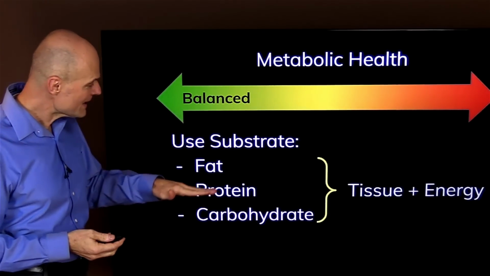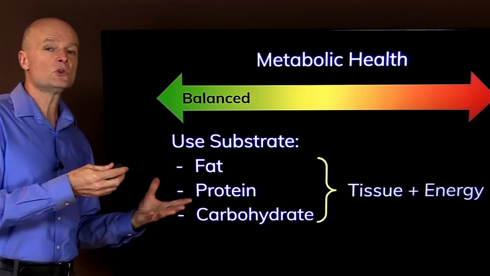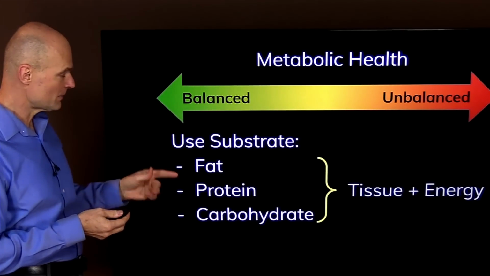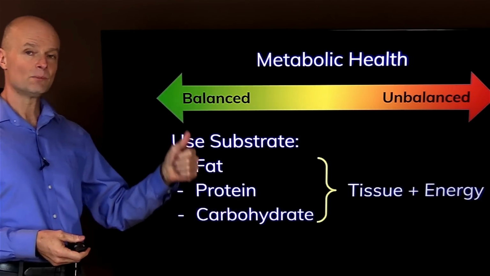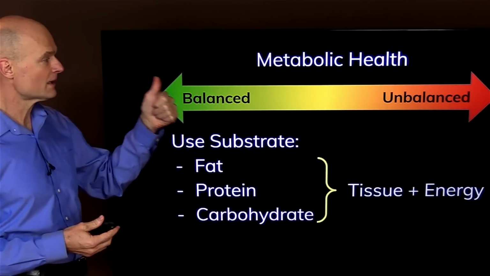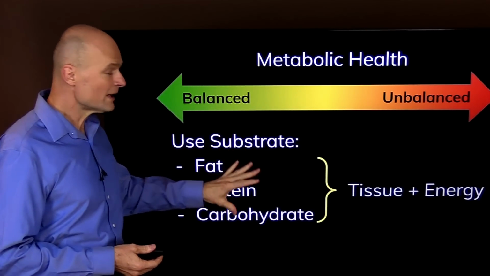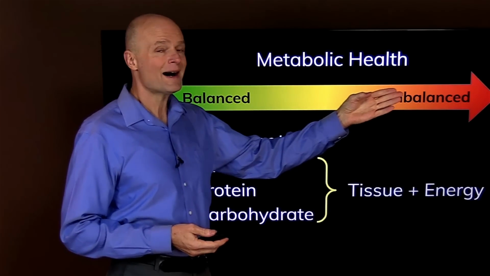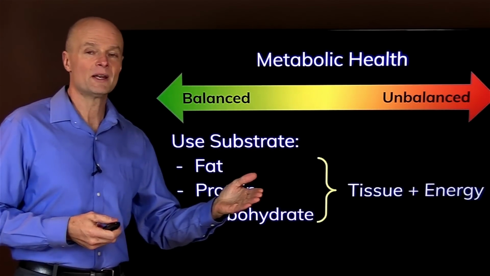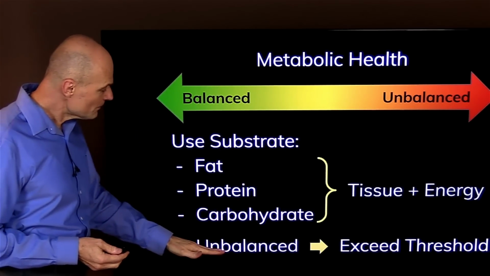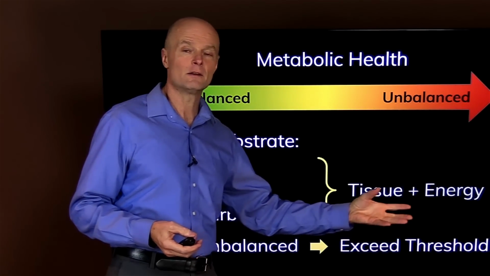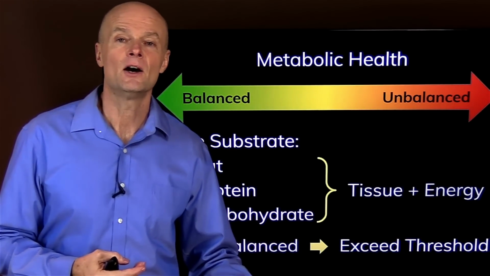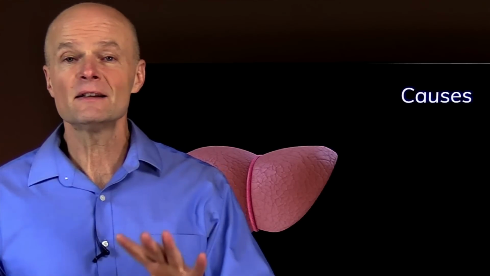But if we eat an unbalanced diet, if we eat way too much of one of these for a long time, and in diabetes we're talking about carbohydrates because carbohydrates raise blood glucose and trigger insulin, which is at the root of the problem. If we do that for years and decades, now we get unbalanced. We wear out our metabolic machinery. So now, in order to become unbalanced, we basically had to exceed the threshold, exceed the capacity of that metabolic machinery. There are basically four causes of insulin resistance and type 2 diabetes.